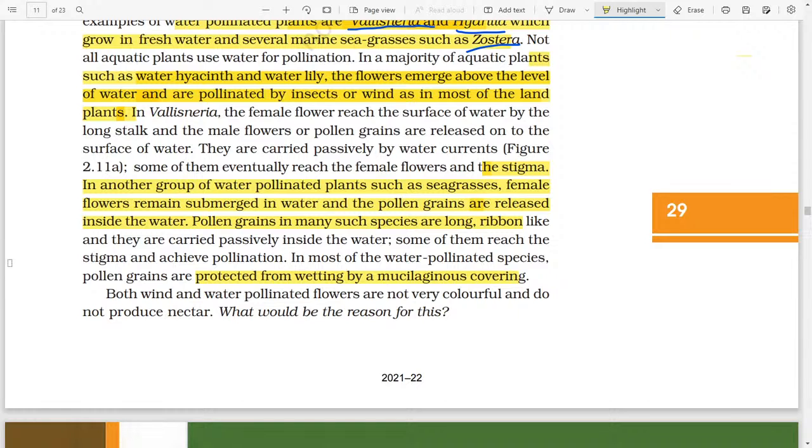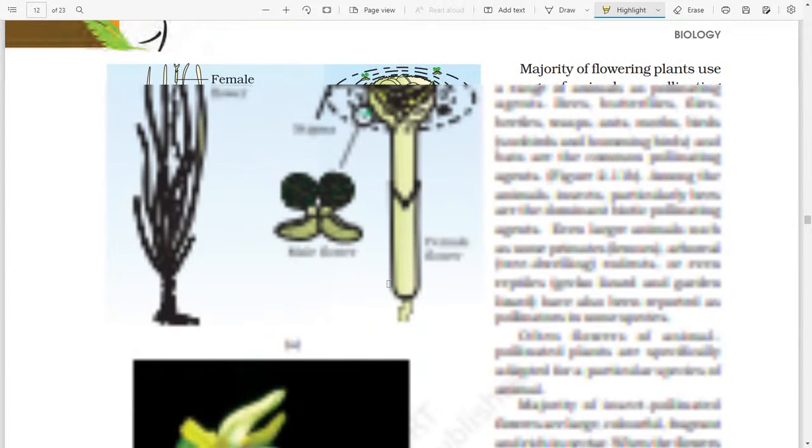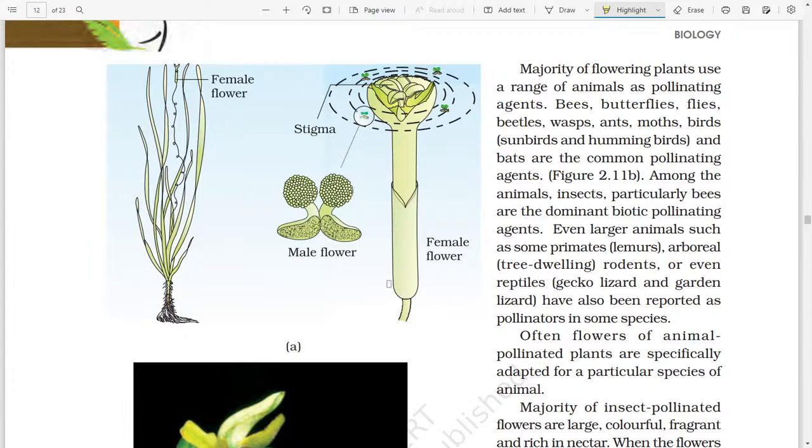Both wind and water pollinated flowers are not very colorful and do not produce nectar. What would be the reason for this? Because they do not need flies and birds for pollination, so they do not require color. The majority of flowering plants use a range of animals as pollinating agents. Bees, butterflies, flies, beetles, wasps, ants, moths, birds, sunbirds, and hummingbirds are the common pollinating agents.